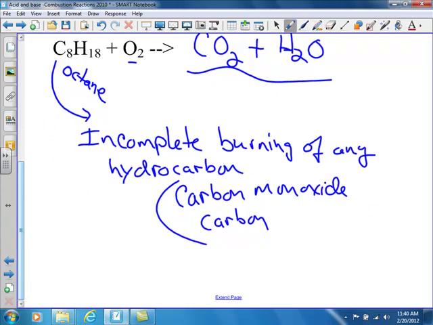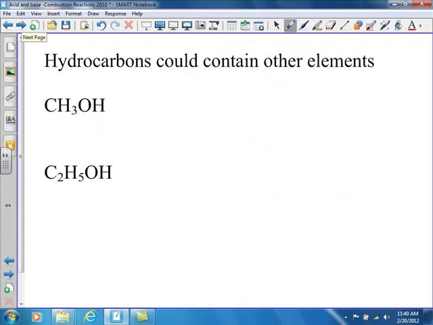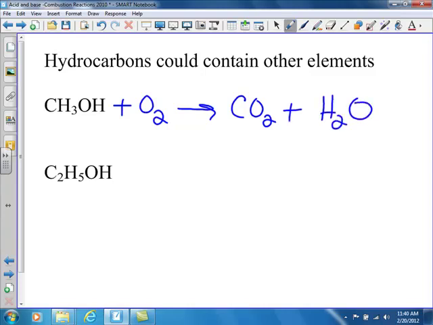Now, one last little thing. When we talk about hydrocarbons and burning, they could contain some other elements, mainly some oxygen. So this actually could be a hydrocarbon that could react with oxygen. But because we're burning it, you get carbon dioxide and water. This would be another compound. This is actually methanol. And this is actually ethanol.